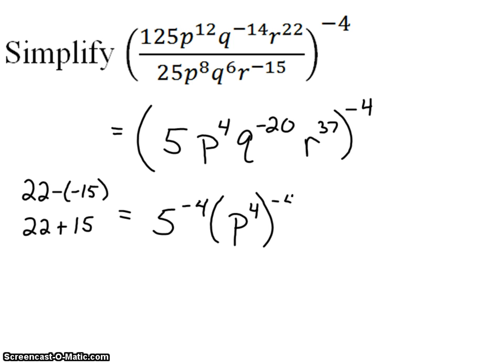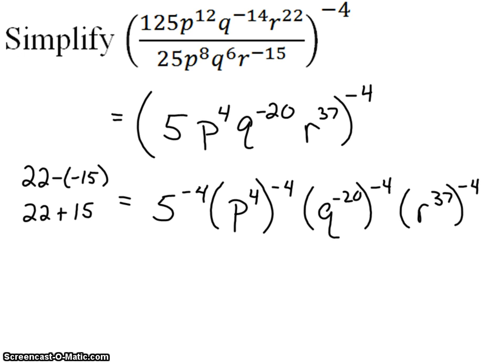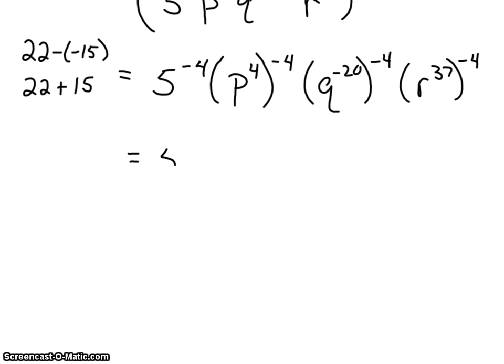And I take one extra step and I write it out like this, sort of like distributing that. Now what I'm going to be doing is I want to multiply any of these exponents first. The 5 to the negative 4, leave these by themselves until you actually get rid of all these parentheses. So now p, we're going to have 4 times negative 4, that's negative 16. Q, negative 20 times negative 4, that's positive 80.